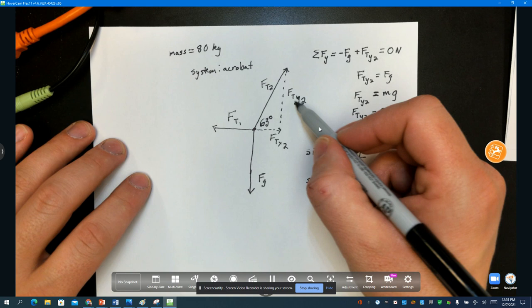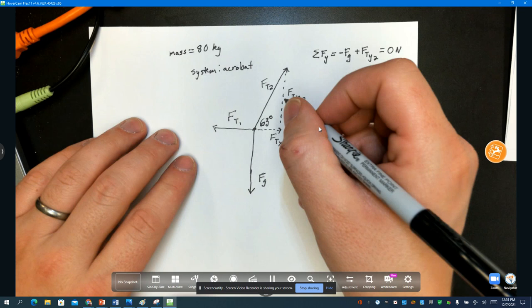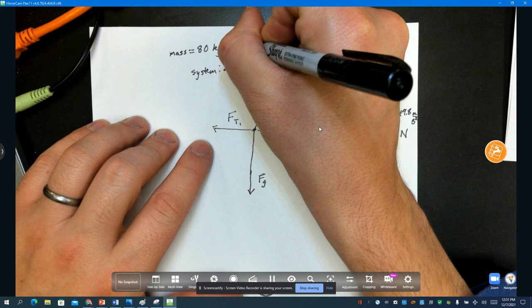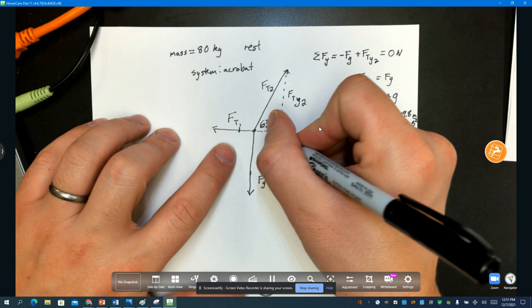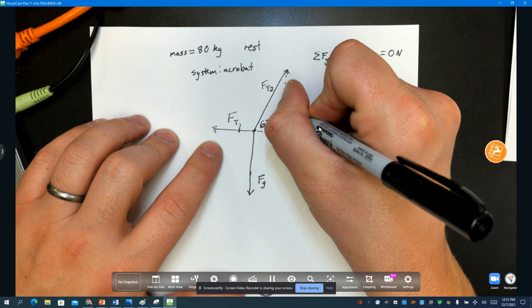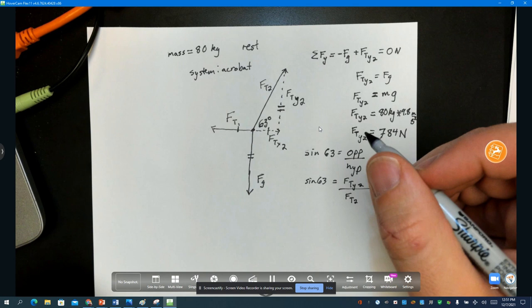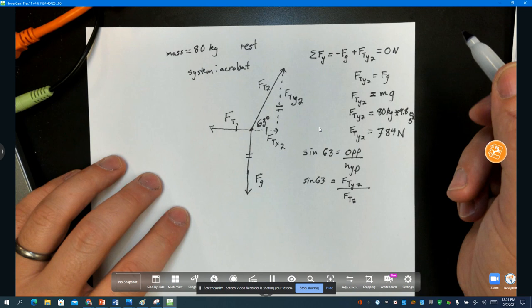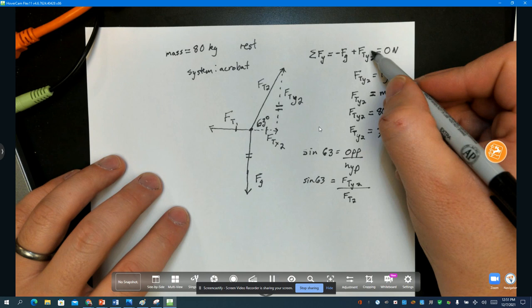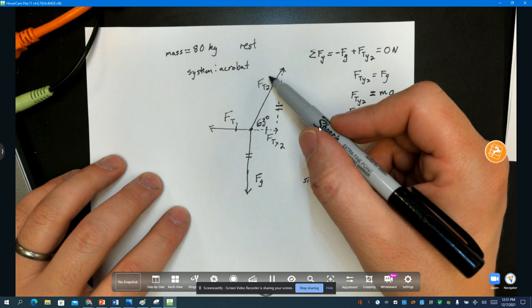component of FT2. Note, it's not drawn perfectly to scale, but it's at rest, so that must mean that the horizontal components are going to be equivalent. And that also must mean that the vertical must balance out and be equivalent and opposite. So in the y direction, we'll start there because we can figure that out from the force of gravity. We have the force of gravity downward, so it's negative, plus the tension component in the y direction of rope two upward, and that's equal to zero because it's at rest.